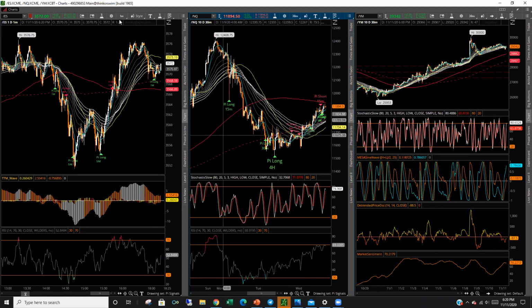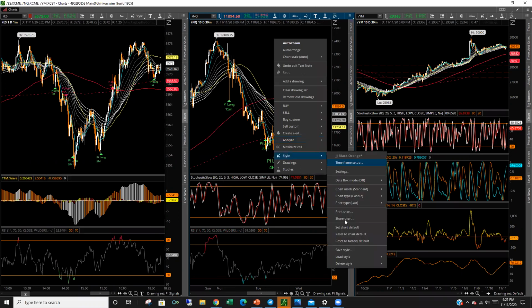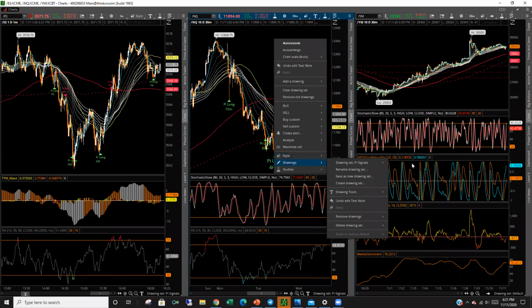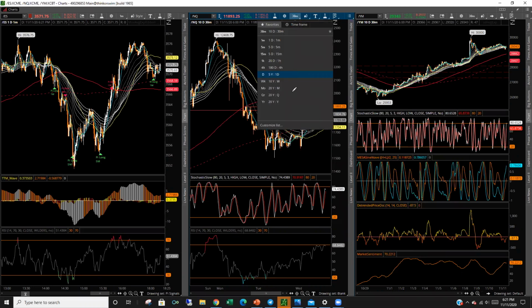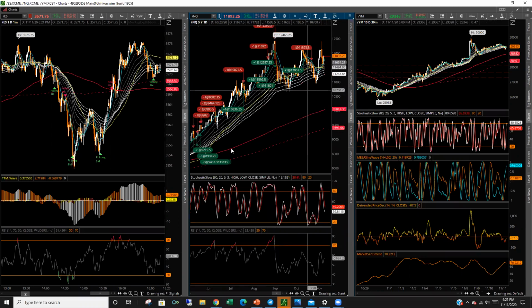I think big picture, let me just change this up. See how easy this is for me to switch over to a blank. We're still trapped. Big picture, NASDAQ daily. Take these signals off.